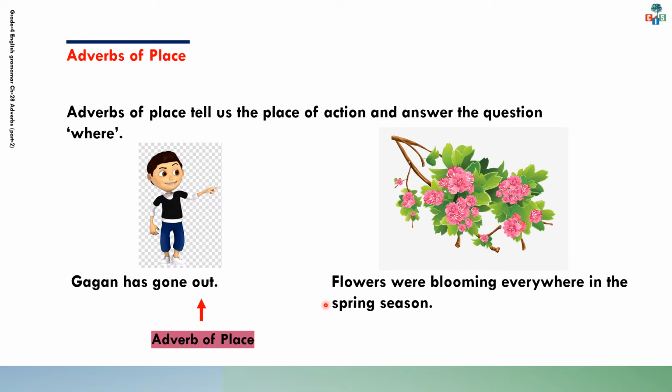See the next example. Flowers were blooming everywhere in the spring season. Now, try to ask the question with where. Where were flowers blooming in the spring season? So, which answer did you get? Yes, everywhere. So, everywhere is an adverb of place in the sentence. So, to identify an adverb of place in a sentence, ask the question with where. Clear?